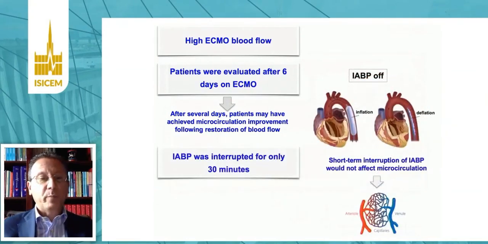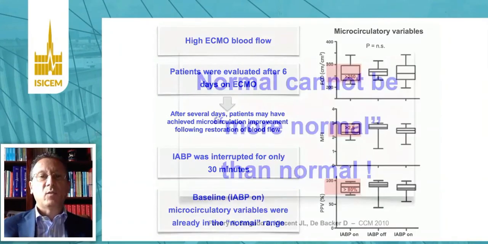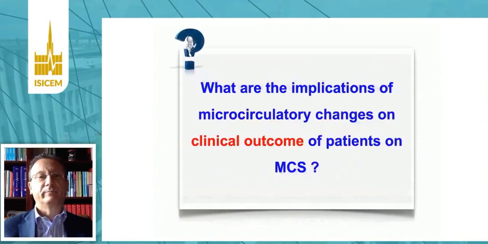Also, the balloon pump counterpulsation was interrupted for only 30 minutes, and so a short-term interruption of the balloon pump would not affect microcirculation. And finally, baseline microcirculatory variables were already in the normal range. It means that normal cannot be more normal than normal.